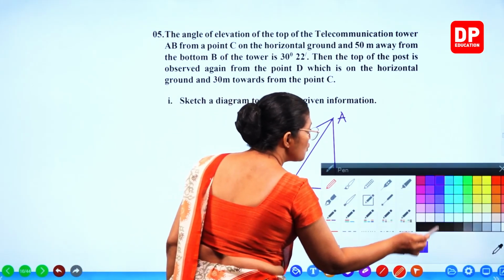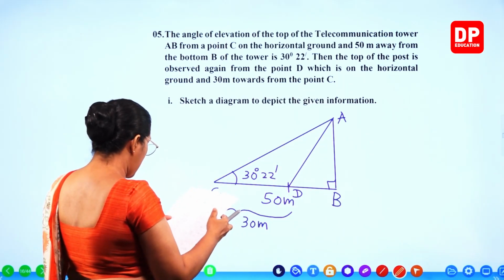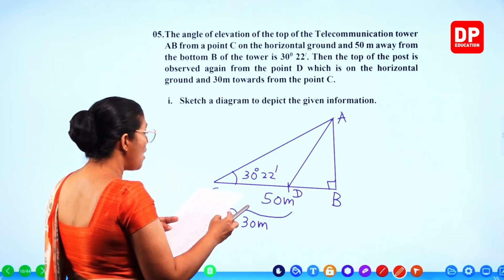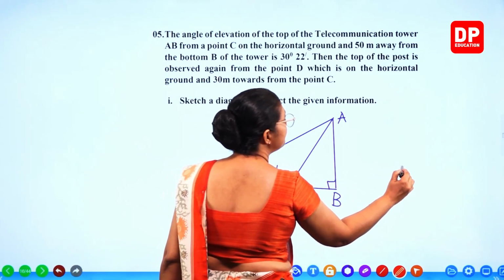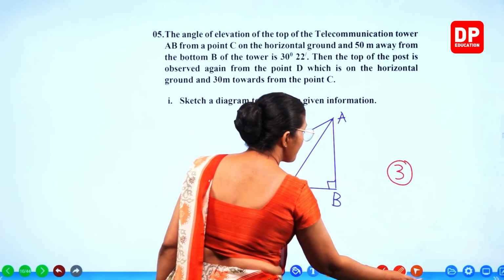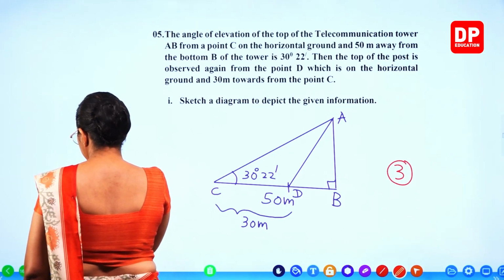So how many marks are you getting for this scale diagram? This is the sketch of a diagram. So you are getting 3 marks for that. Now let's do the other parts.